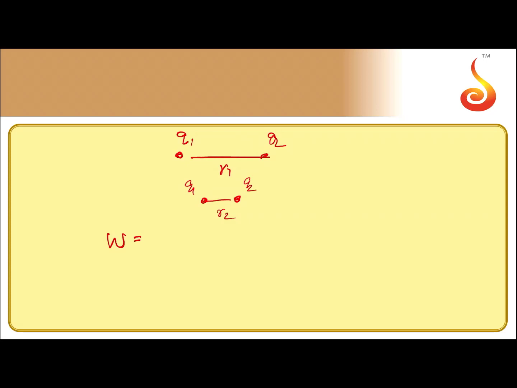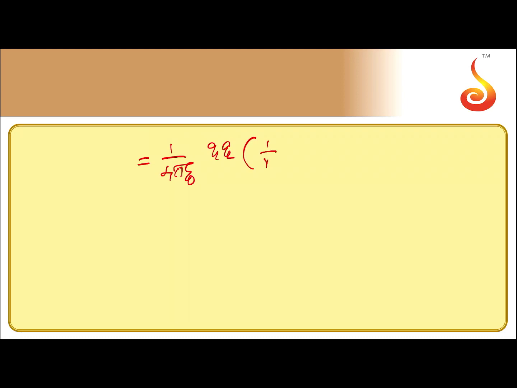So clearly external work has to be done, and work done is equal to final potential energy minus initial potential energy. Final potential energy is 1 by 4 pi epsilon naught Q1 Q2 divided by R2 minus initial potential energy, which is 1 by 4 pi epsilon naught Q1 Q2 divided by R1. If you simplify it further, we get 1 by 4 pi epsilon naught Q1 Q2 into (1 by R2 minus 1 by R1). That is the change in potential energy, and we can simplify it further.